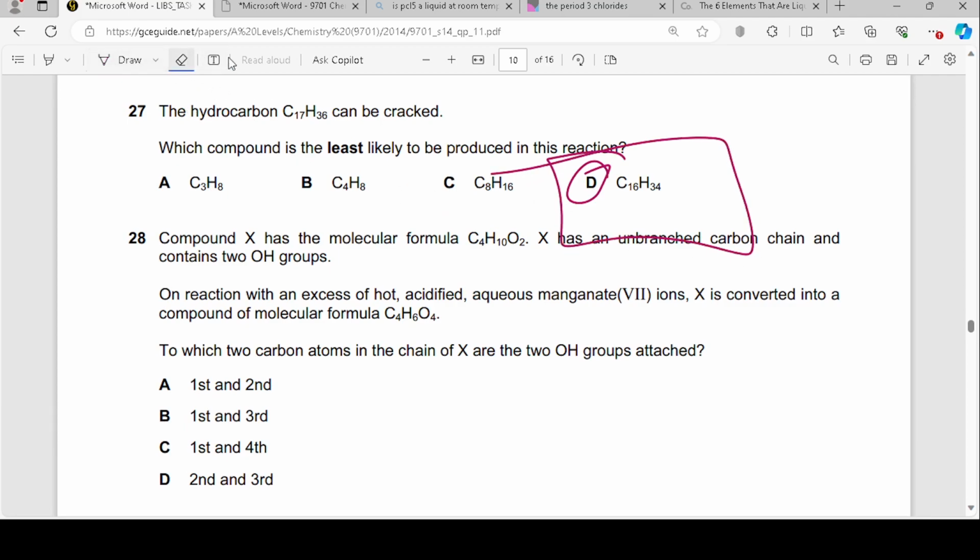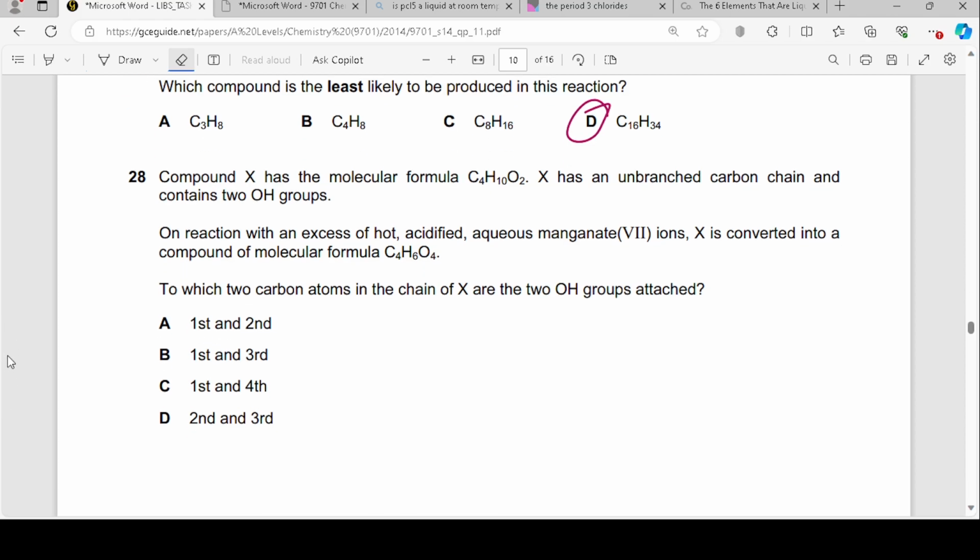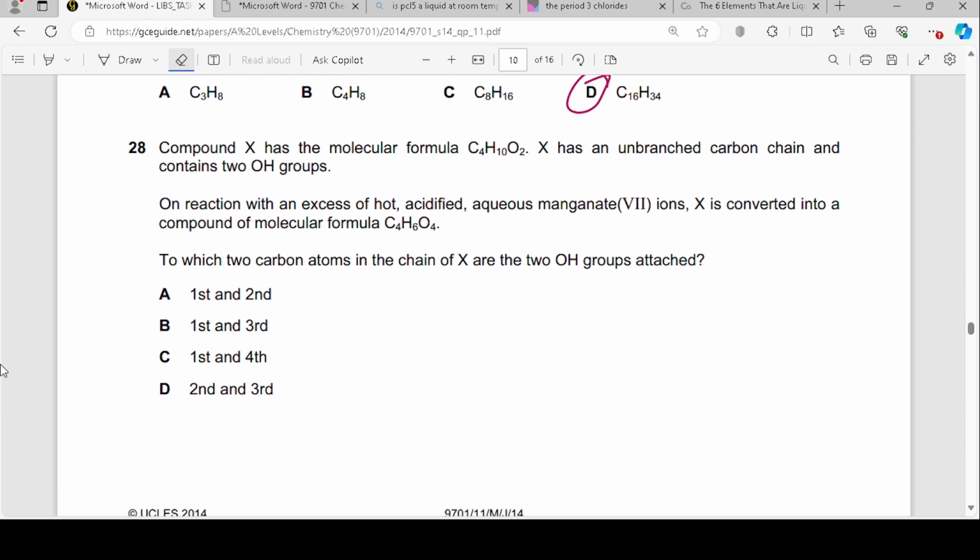Compound X has the molecular formula C4H10O2. X has an unbranched carbon chain and contains two OH groups. On reaction with an excess of hot acidified aqueous manganate 7 ions, X is converted into a compound of molecular formula C4H6O4. So that's oxidation. To which carbon atoms in the chain of X are the two groups attached?